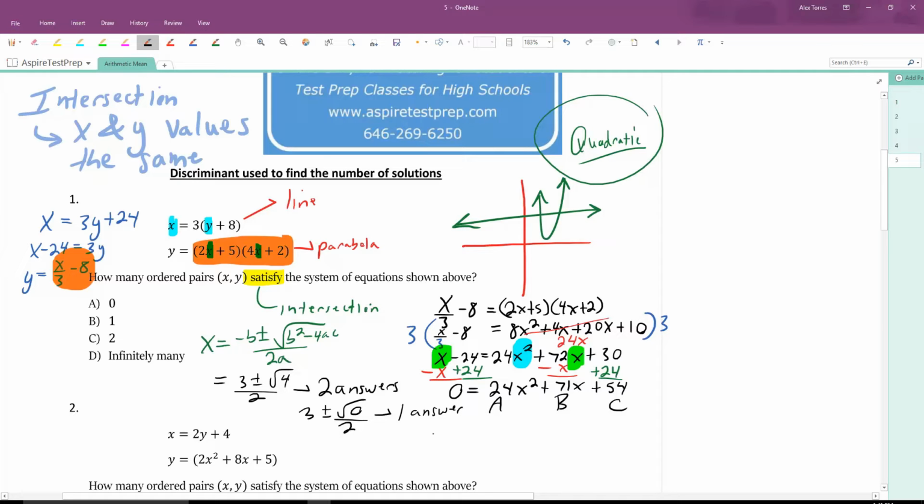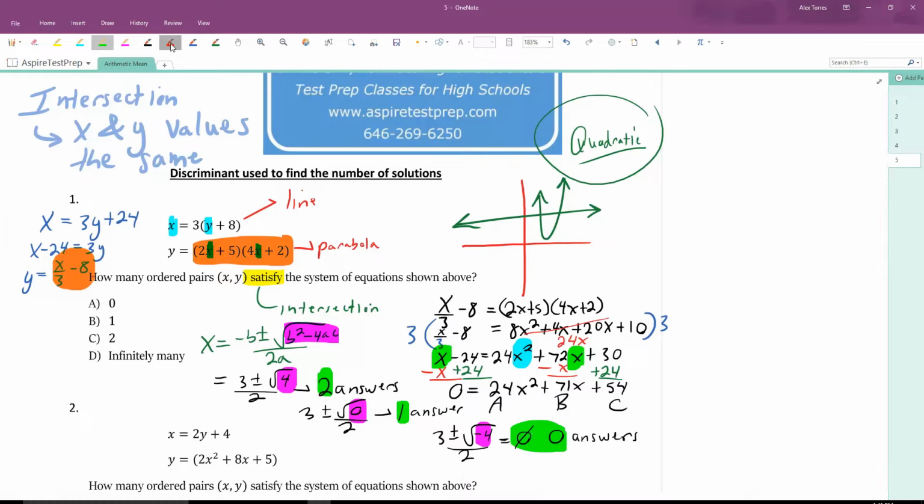Finally, what if we had 3 plus or minus the square root of negative 4 over 2? Here, we have square root of a negative, which is forbidden in math. It's not allowed. So, this is no solution. Or, we can say there's 0 answers. So what is it that we're saying here? We're saying that if you have a positive number, 0, or a negative number under the radical in the quadratic formula for the b squared minus 4ac, you're going to have 2, 1, or 0 solutions.